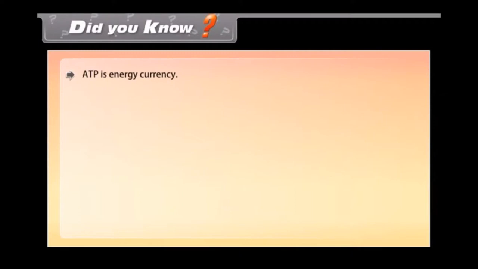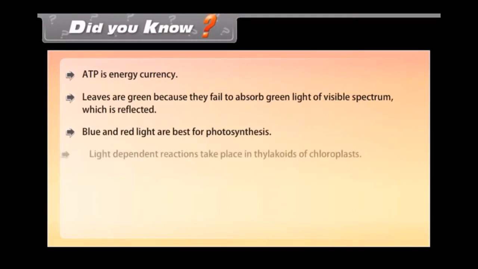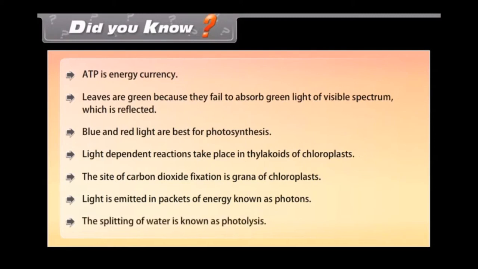Did you know? ATP is the energy currency. Leaves are green because they fail to absorb green light of the visible spectrum, which is reflected. Blue and red light are best for photosynthesis. Light-dependent reactions take place in the thylakoids of chloroplasts. The site of carbon dioxide fixation is the stroma of chloroplasts. Light is emitted in packets of energy known as photons. The splitting of water is known as photolysis.